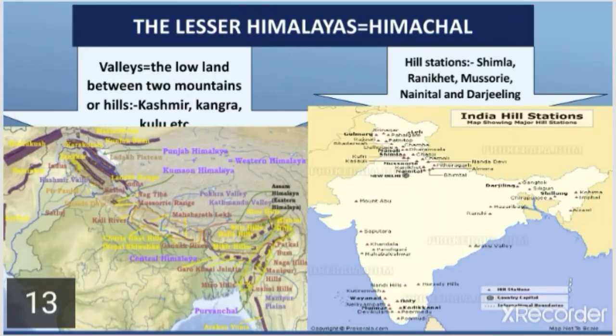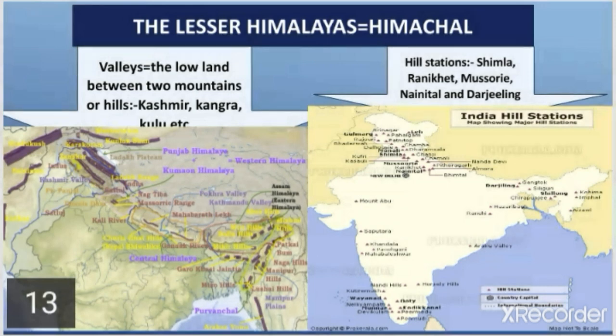In the Lesser Himalayas, the important valleys are there. First of all, we know the meaning of valleys. Valleys means the low land between two mountains or hills. That is known as a valley. The most important valleys we can find in Lesser Himalayas are Kashmir Valley, Kangra Valley and Kulu Valley.